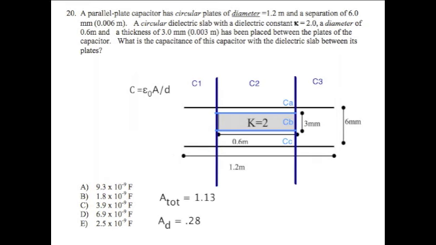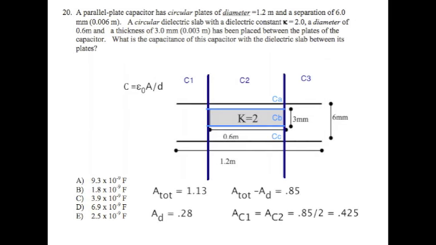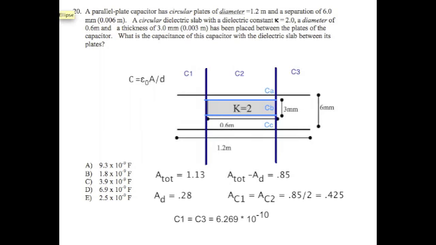You can find the area of the entire capacitor because you have the diameter, and likewise for the dielectric. To find the area of section 1 and 3, you find the area of the capacitor not covered by the dielectric, and then you divide this in half. And now you can find the capacitance for 1 and 3.